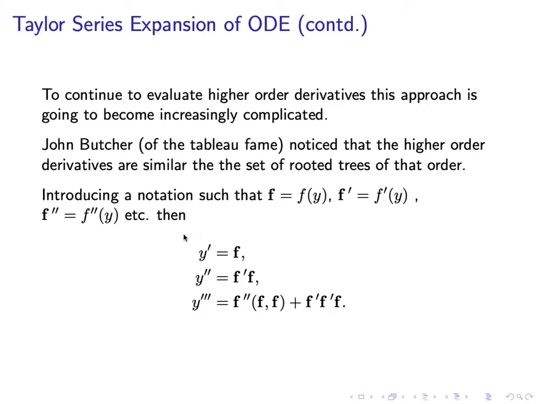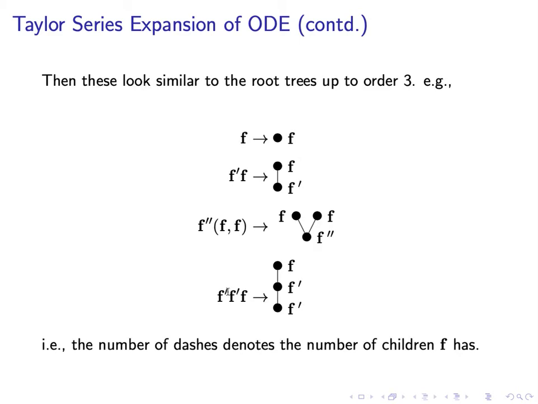Introducing some notation, the bold type f is simply f of y, and bold type f dash is f dash of y. These are the first 3 derivatives, so derivatives up to third order. On the next slide you'll see how this matches that of the rooted trees up to third order.